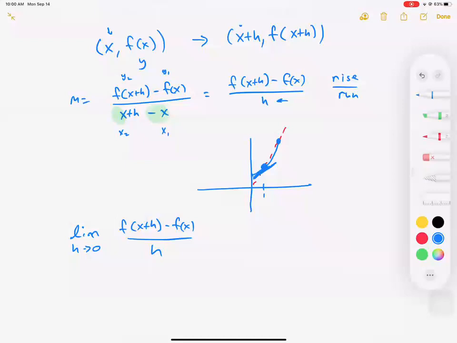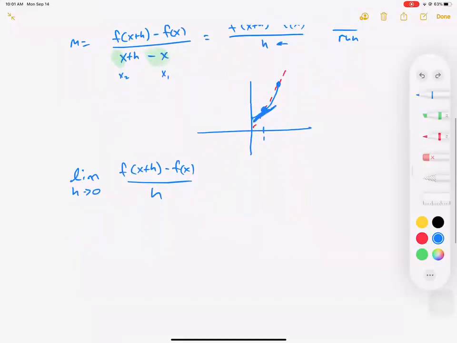So how far do you want those 2 points to find slope? I want them to be on top of each other. They're the same point. So today, we're going to work on this limit way of finding slope to find instantaneous rate of change.